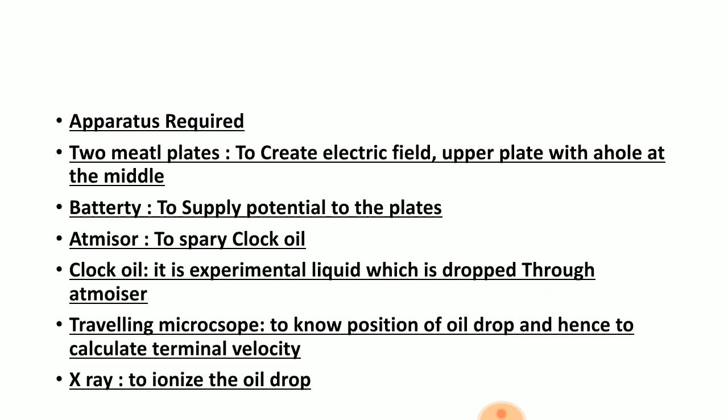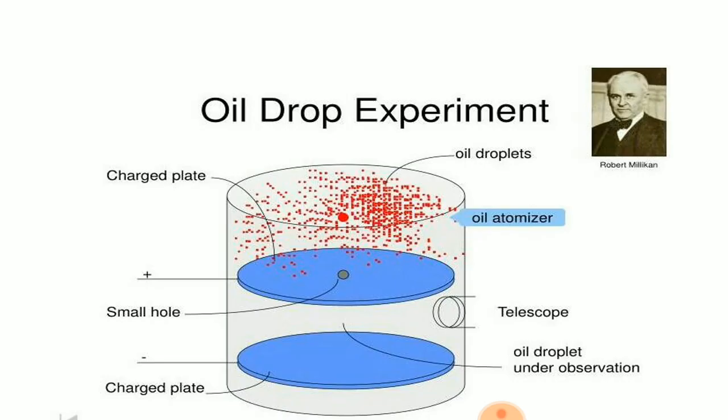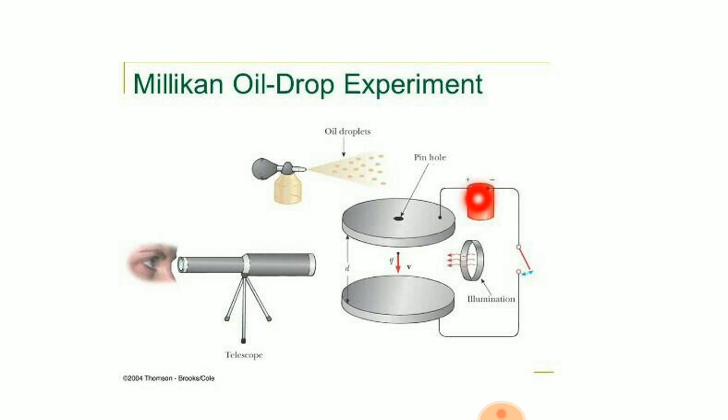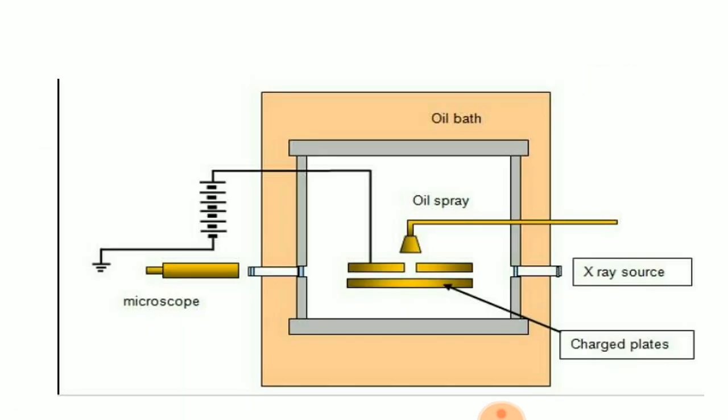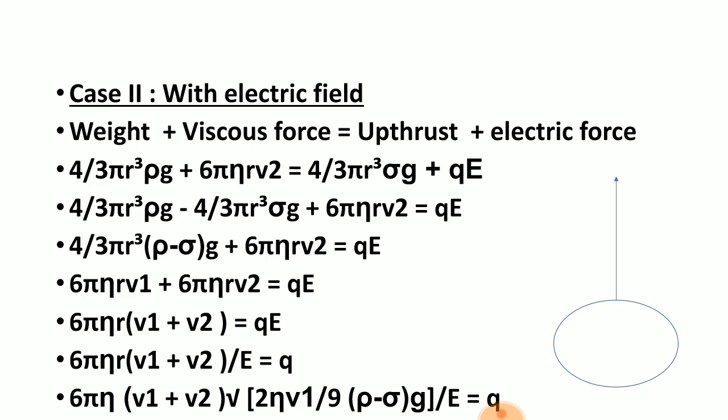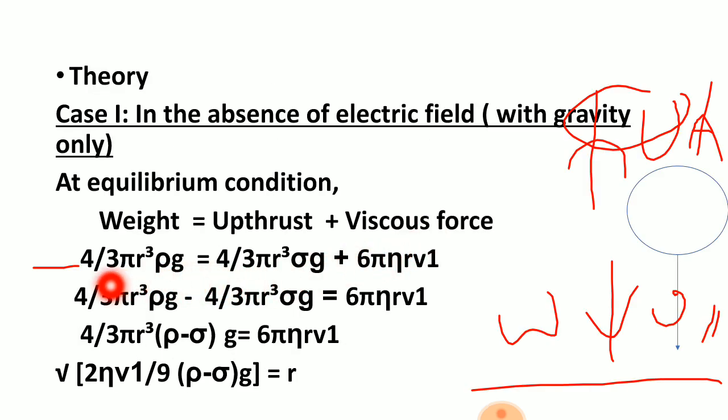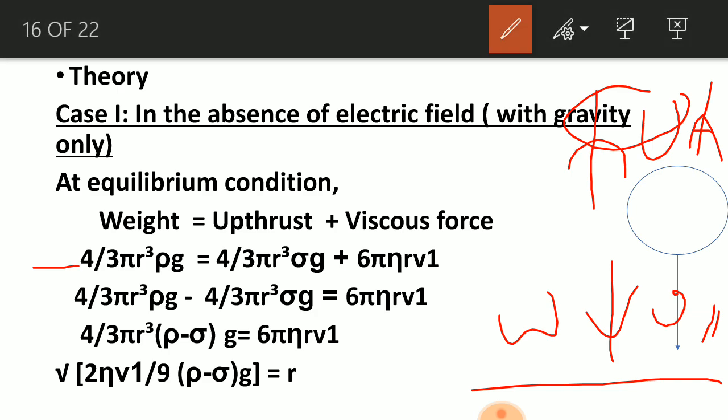In the absence of an electric field means we just switch off this battery, and we drop the oil drop from the upper plate and it moves to the lower plate. So in the absence of an electric field we carry out this experiment and we equate these three forces, and then we will get the value of r. This is done in order to get the radius of the oil drop, and the radius will be r = square root of 2 eta v1 divided by 9 (rho minus sigma) g.